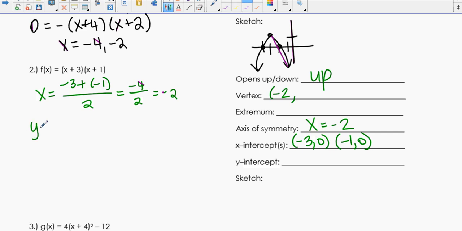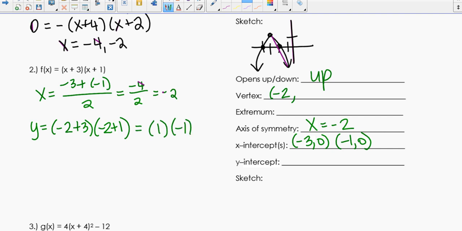All right, so then the y-coordinate, similar to up above, we're going to substitute in. You have negative 2 plus 3 and negative 2 plus 1. When you do that, negative 2 plus 3 is a positive 1, and negative 2 plus 1 is a negative 1.